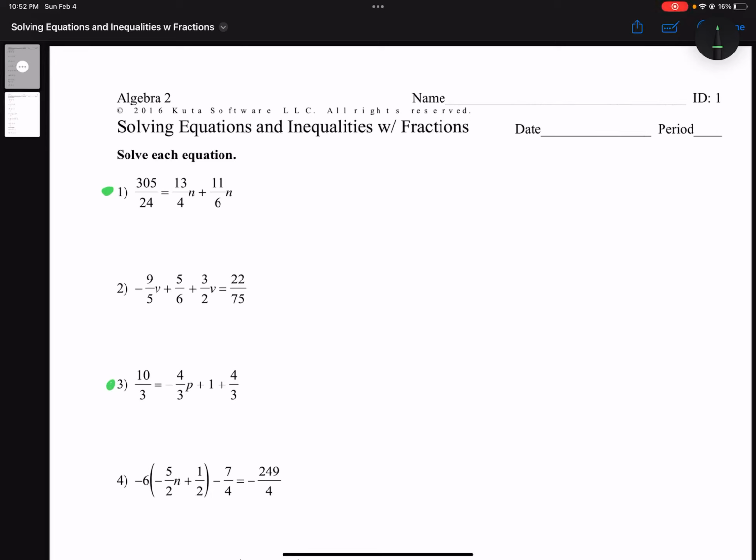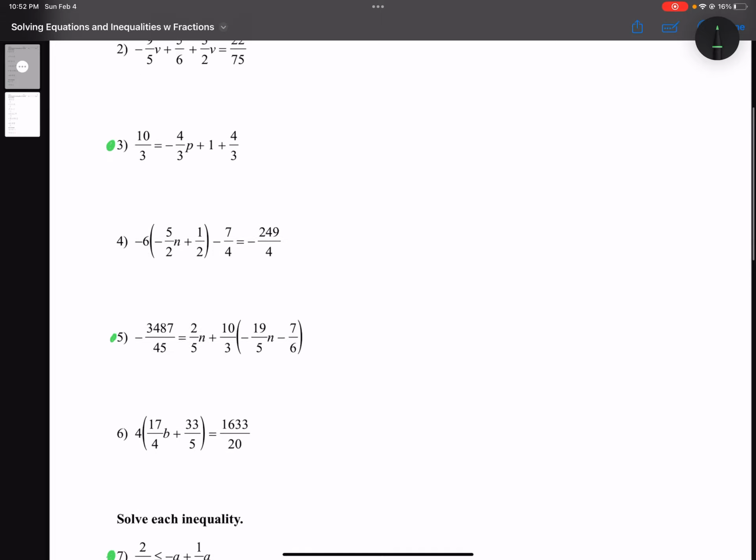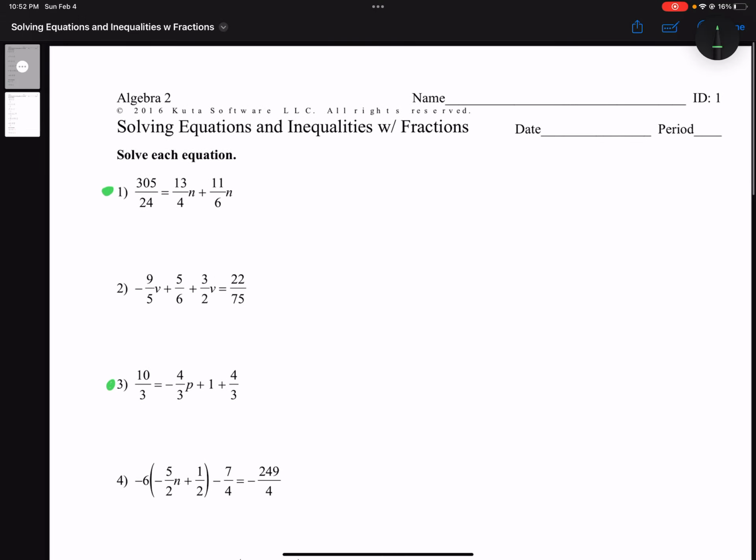Okay, so today we're going to be doing solving equations and inequalities with fractions. The ones that are marked up here are 1, 3, 5, and 7. So those are the ones that we're going to be doing.